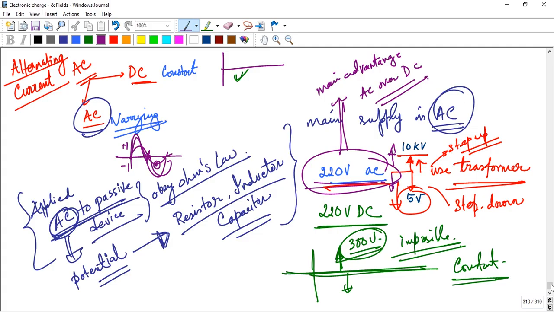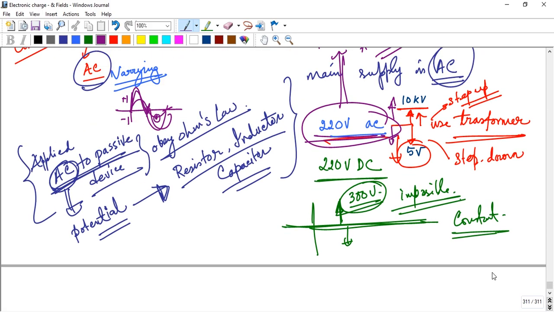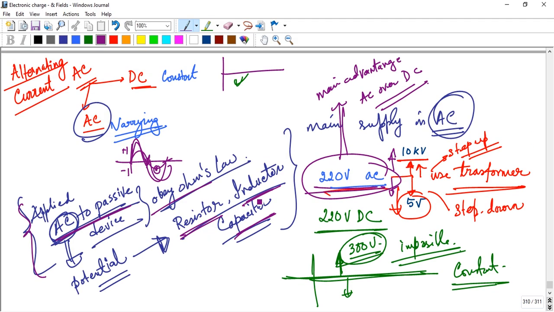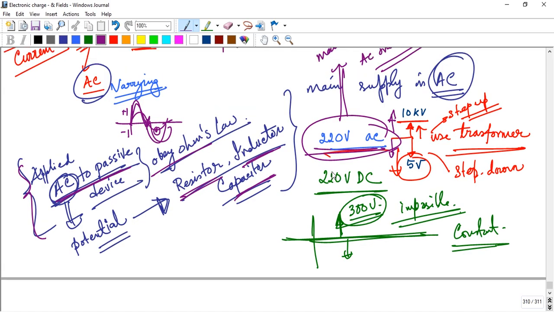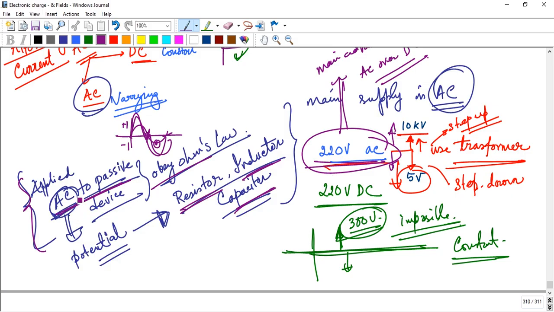So our syllabus will focus only on AC applied to ohmic devices like resistor, inductor and capacitor. That's our class 12 syllabus. We know what AC and DC are: DC is a flat line, AC is variable. Another important thing is what AC voltage and AC current are. In our home, the AC supply is the AC voltage source, and the current driven in the circuit is called AC current.